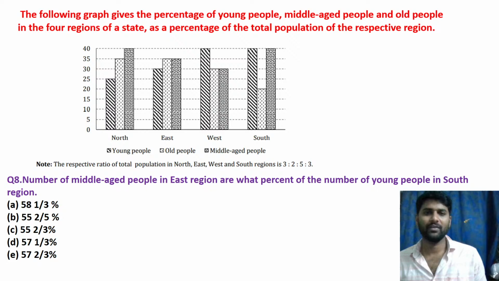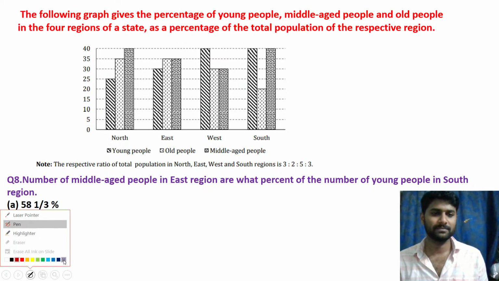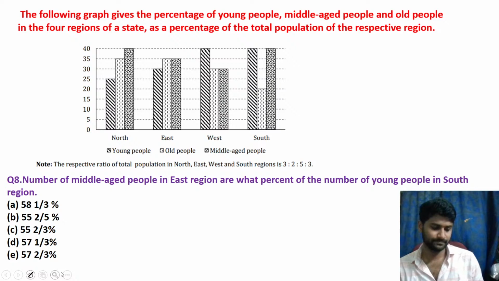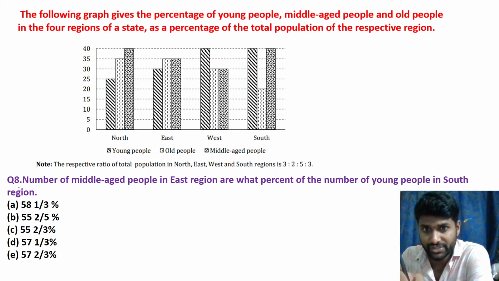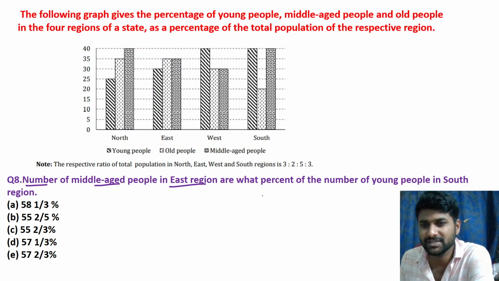Just observe how I am taking data from data interpretation. Now see the last question in data interpretation. The number of middle-aged people in East region is what percentage of the number of young people in South region? See, for the East region, we are just assuming that there are 200 people, and in the South region we have 300 people. Just assuming the values.